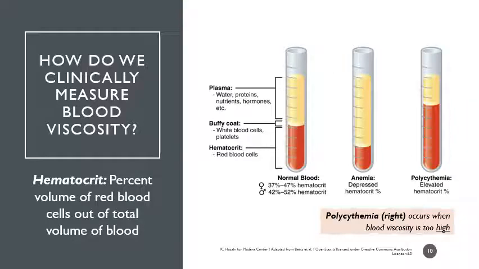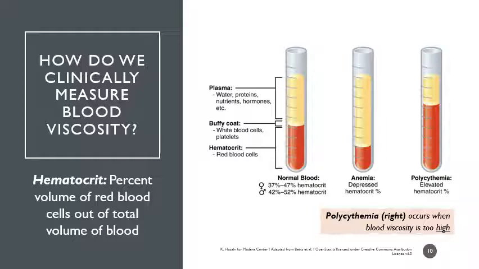So when we're thinking about this idea of viscosity, that's something that we mentioned when we went into hemodynamics and thinking about blood flow. It's how syrupy, how sticky and thick the blood actually is. So the clinical test for this is a hematocrit. That is defined as the percent volume of red blood cells out of the total volume of blood. For example, if your hematocrit is 37%, that means out of the total volume of blood, 37% of that is red blood cells.